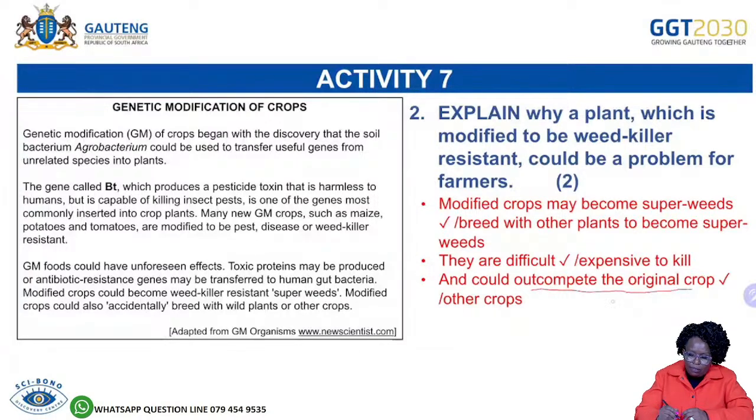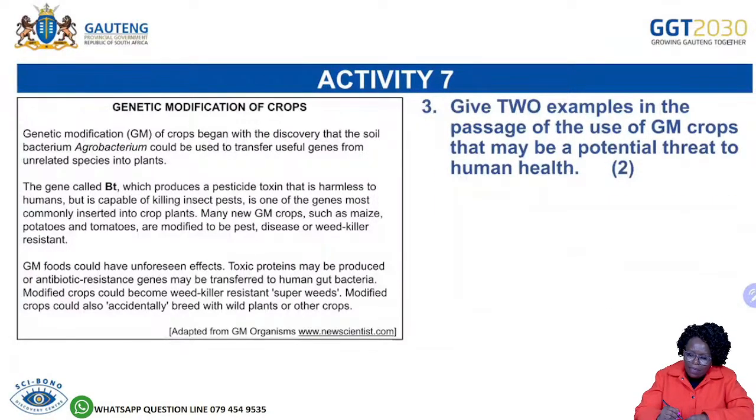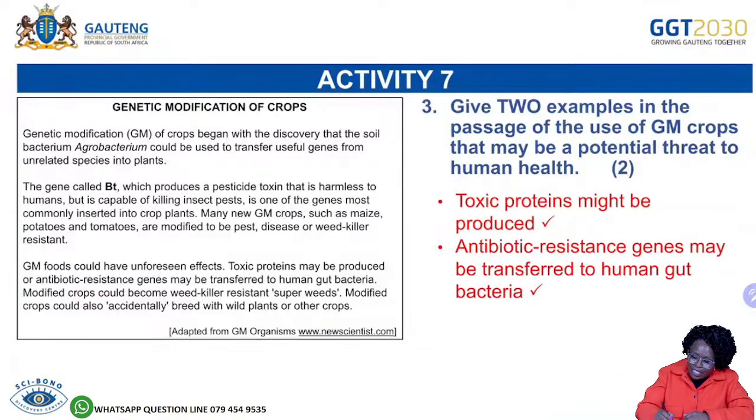Question 3. Give 2 examples in the passage of the use of GM crops that may be a potential threat to human health. Again, you go back to the passage and you are going to give the answers from the passage. And the answers are: toxic proteins might be produced and antibiotic resistant genes may be transferred to human gut bacteria. So you think I'm getting this from somewhere? No. It's coming exactly from the extract.